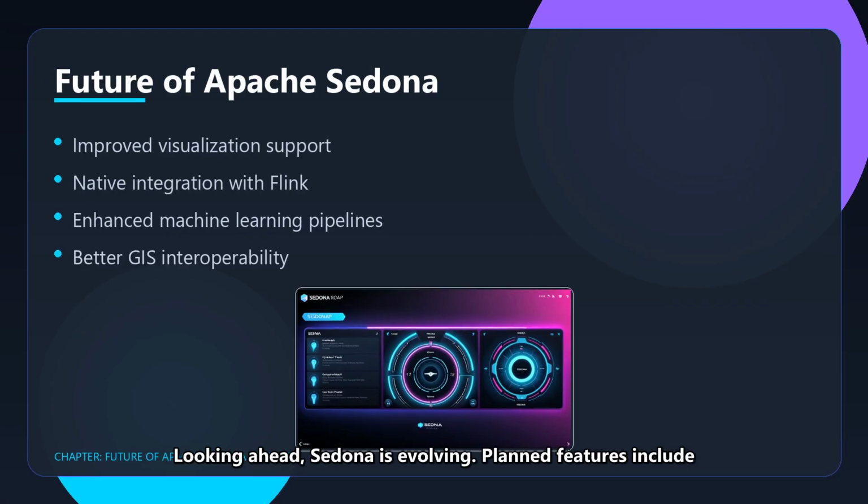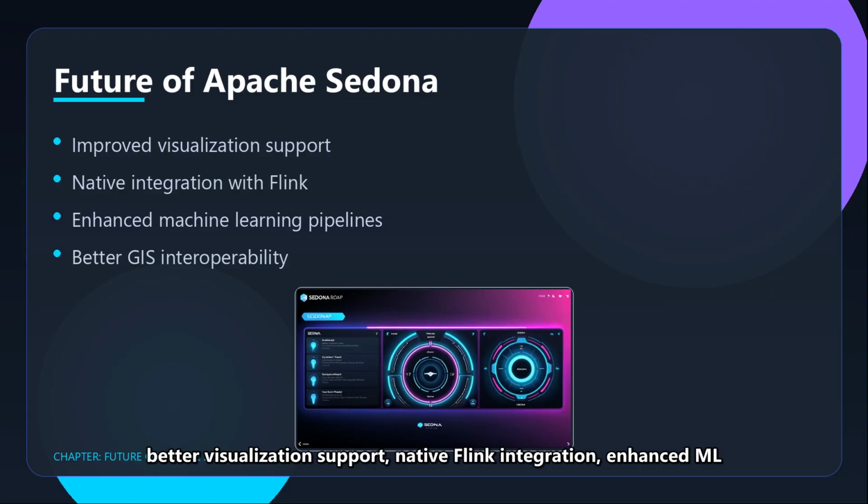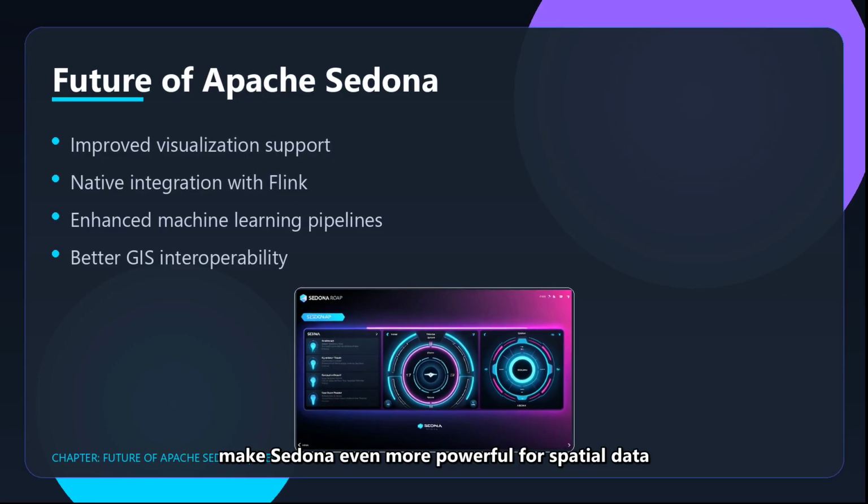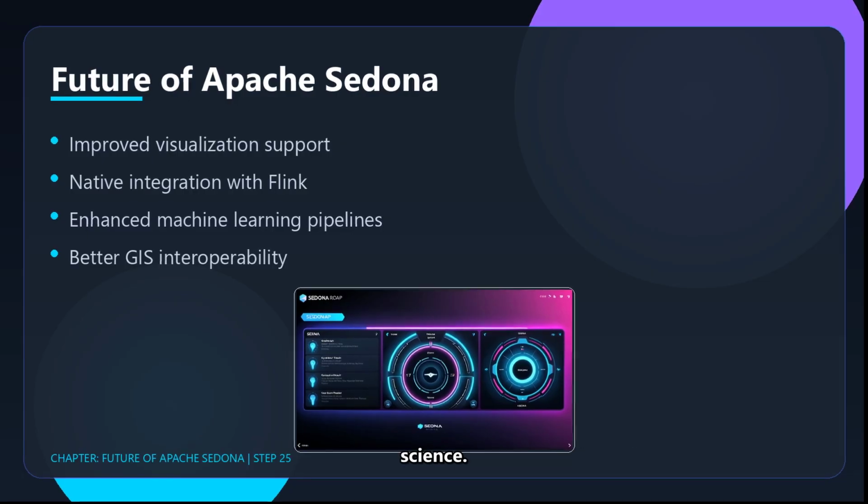Looking ahead, Sedona is evolving. Planned features include better visualization support, native Flink integration, enhanced ML pipelines, and improved GIS interoperability. These updates will make Sedona even more powerful for spatial data science.